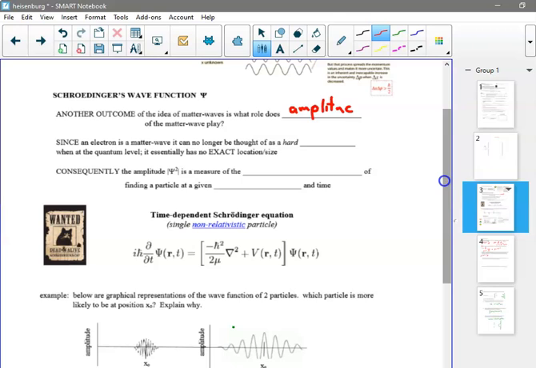physically. Okay, so we're going to try to make an attempt at understanding that. And this, again, comes out of the fact that you can't think of it as a hard sphere or particle, at the quantum level, because it has no exact location.